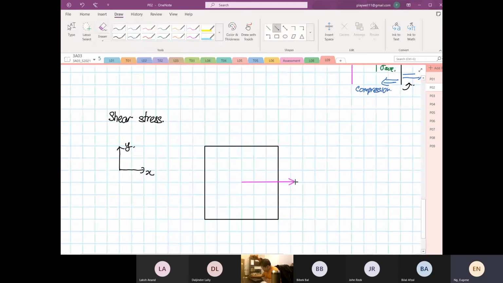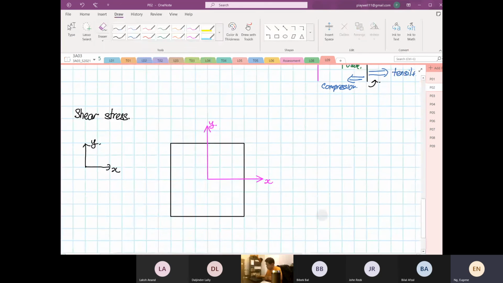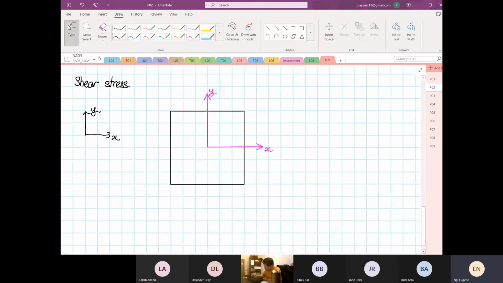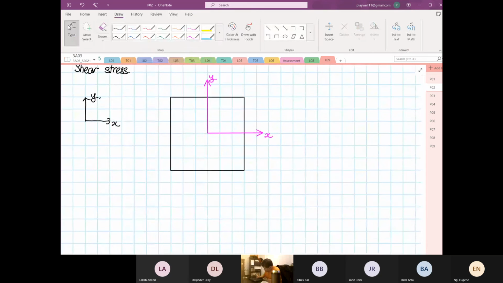So this is your X. Your y-axis. Okay, so this is your X. Right. So in shearing, there are only two types of shear. Okay. So I'm going to do positive shear.